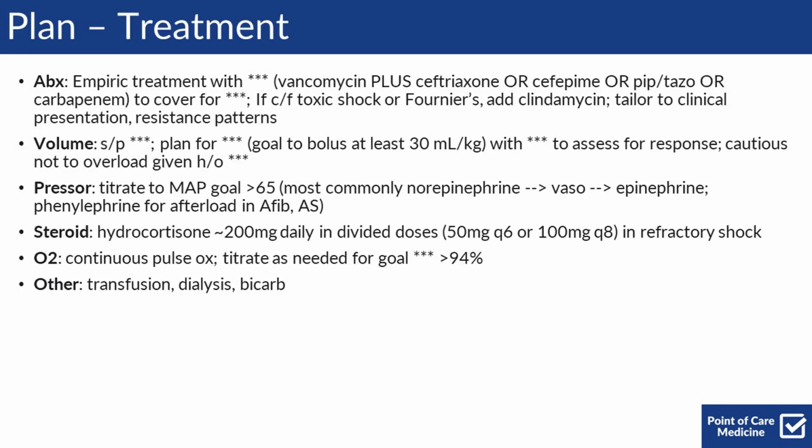For your treatment, empiric antibiotics should be vancomycin plus a beta-lactam backbone, usually cefepime or piptazo. This is to cover for gram-negatives and gram-positives, including Pseudomonas and MRSA. If there's concern for toxic shock or Fournier's gangrene, add clindamycin. Tailor this to your clinical presentation, resistance pattern, and any previous culture data.